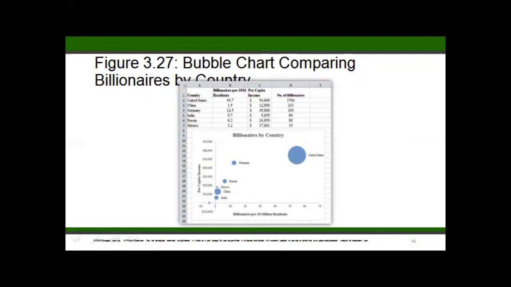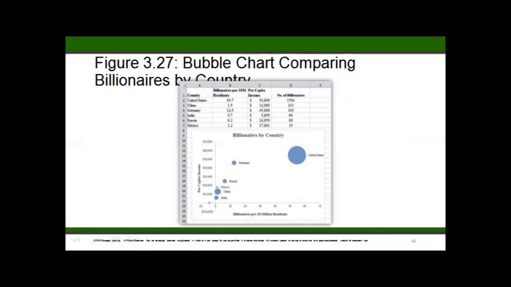Step 6, click Add Chart Element in the Chart Layouts group. Choose Axis Title from the drop-down menu. Click Primary Vertical, click on the text box next to the vertical axis and replace Axis Title with Per Capita Income.